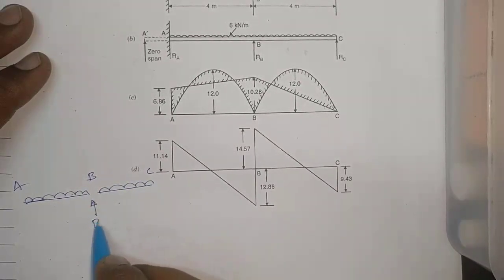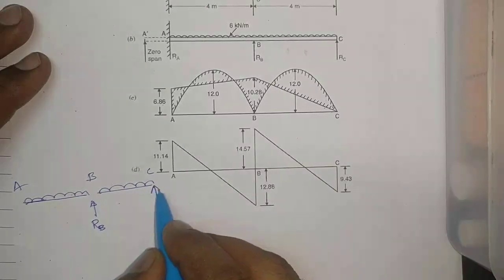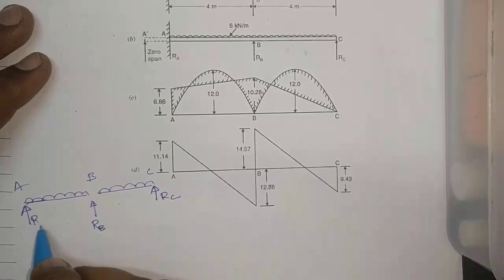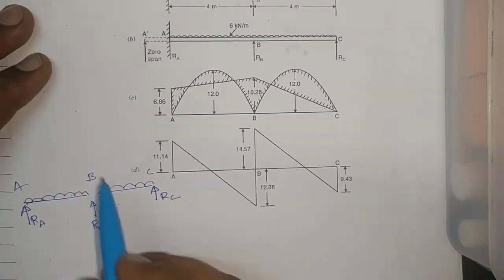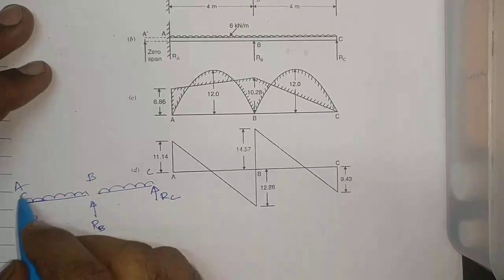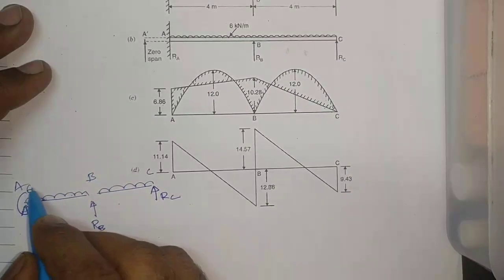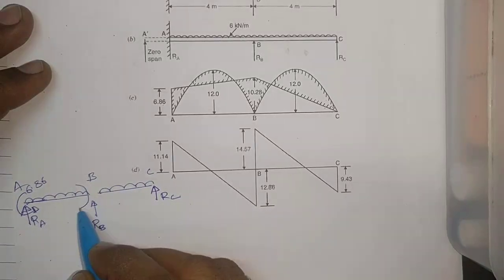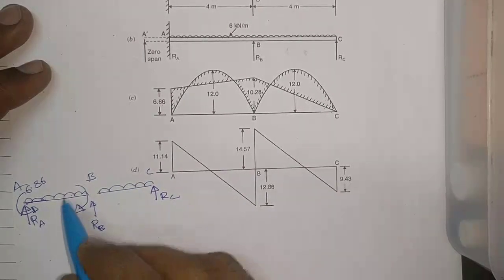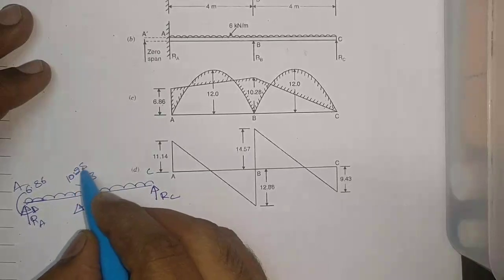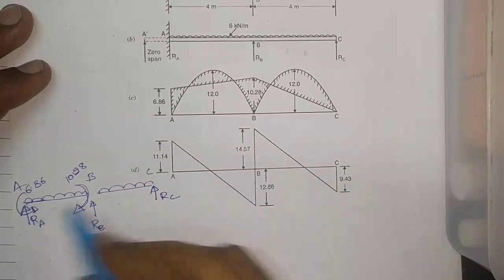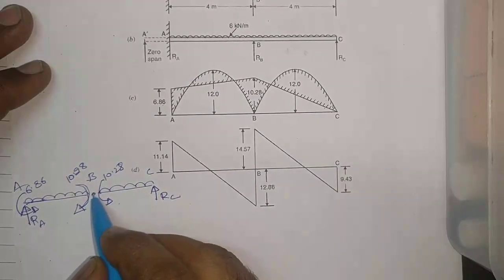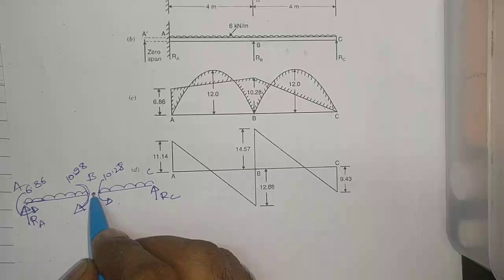This is RB, RC, and this is RA. So MA we got a 6.86. This one is 6.86, and MB is 10.28. This is clockwise, this is anti-clockwise. This is again 10.28. Now I will take moment about B to the left of the section.